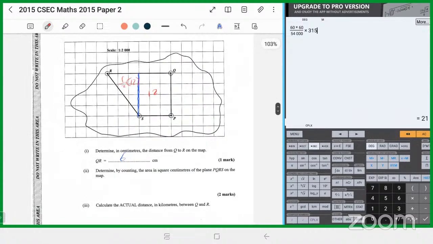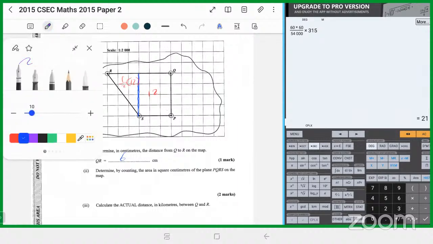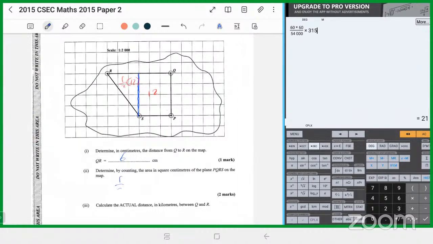By counting, the total becomes half of 12 squares plus 12 squares. This is 6 and 12 is 18. So it's 18 centimeters squared. That becomes the area of that section, PQRS. Next one says, calculate the actual distance in kilometers between Q and R. That's this one.